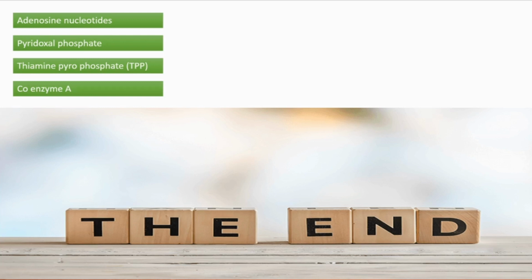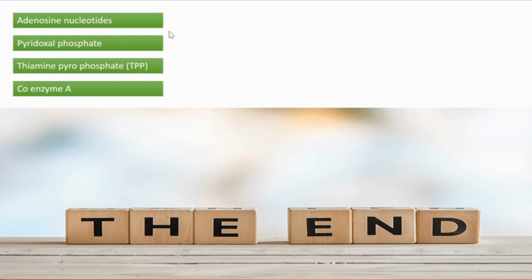How is this adenosine nucleotide formed? Through phosphorylation of adenosine. If one phosphate group is added, it becomes AMP. If two phosphate groups are added, it becomes ADP. If three phosphates are added to adenosine, it becomes ATP. They are called the energy currency of the cell.